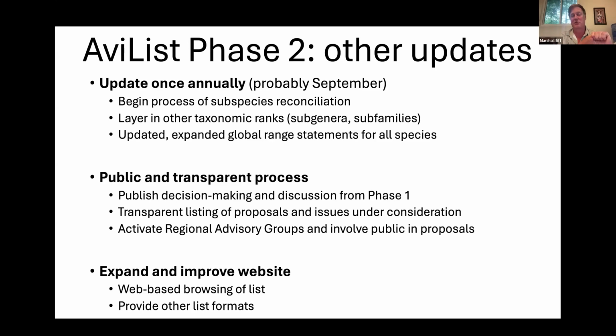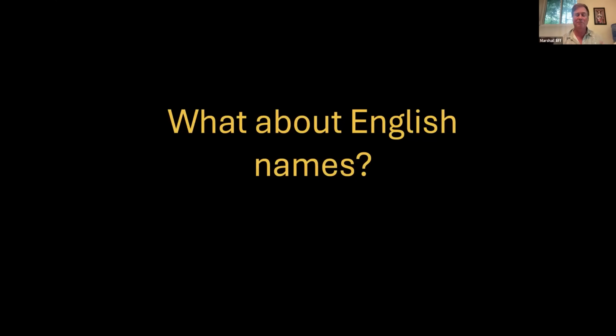Add a new system to transparently list the proposals and issues being considered. Really, that would follow the IOC model, which I think is a leader in being really public and forthright about what's being considered. And then really ramp up these regional advisory groups and the public. So the public will be able to send proposals and have those go through the regional advisory and taxcom groups. And then we'll be improving what's available on the website, which includes other versions of the list, more information about things.